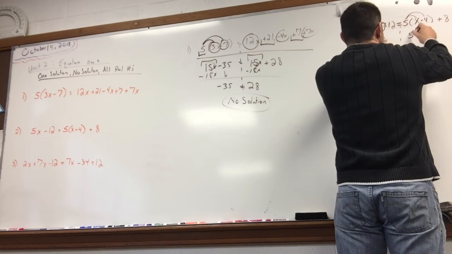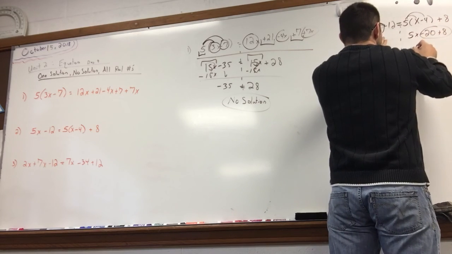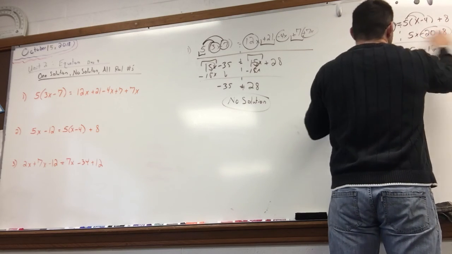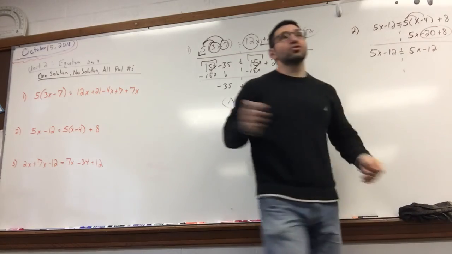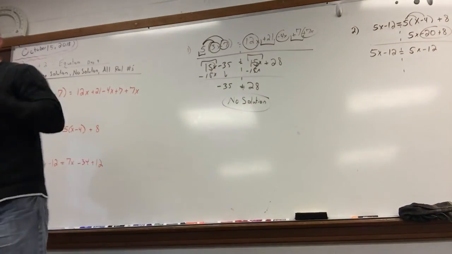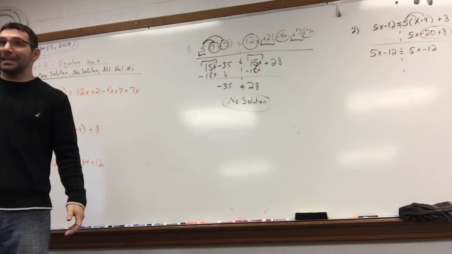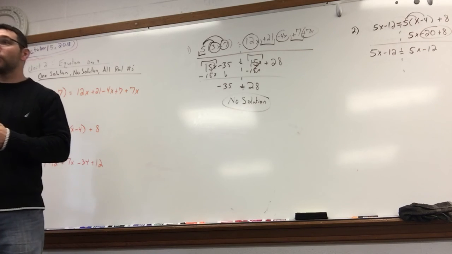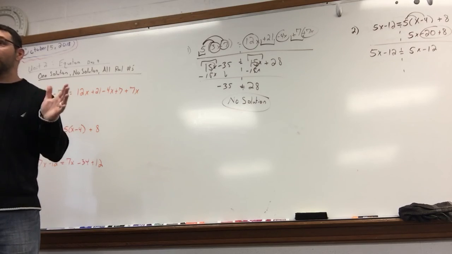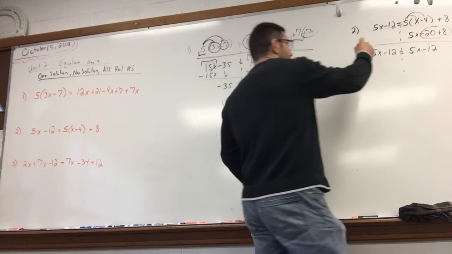5x minus 20 plus 8. Negative 20 plus 8 is negative 12. 5x minus 12 equals. I could stop right there. I know all real solutions, I know no solutions, I know one solution well enough that I can say, is the left side exactly the same as the right? Yes. If it is, it will be all real solutions. It can be all real numbers. It doesn't matter, but I still want you to solve it.